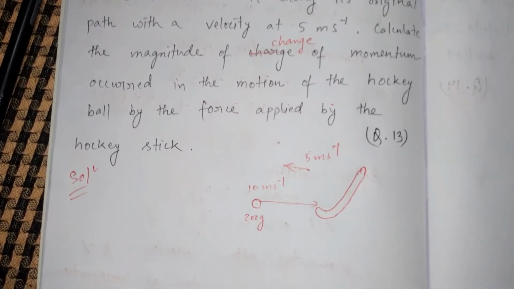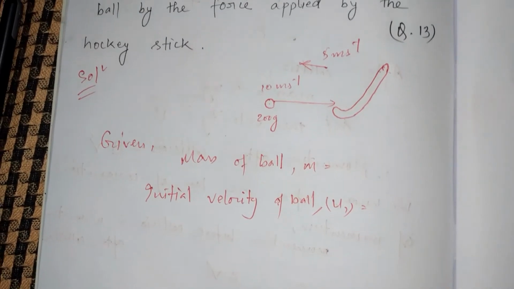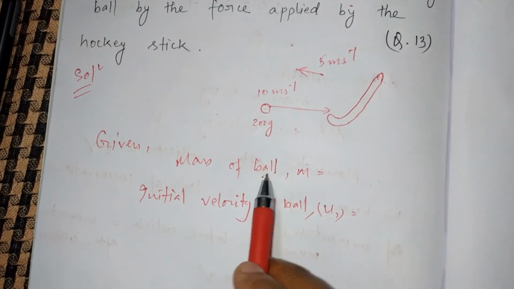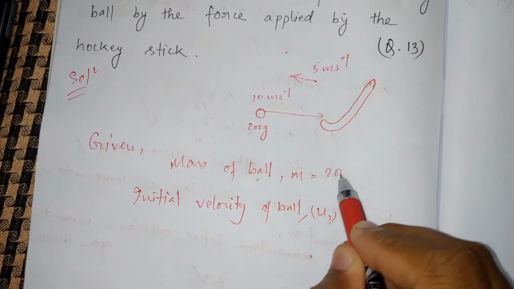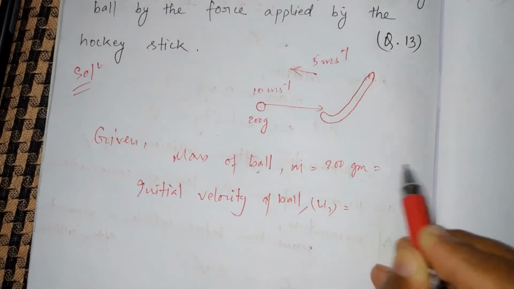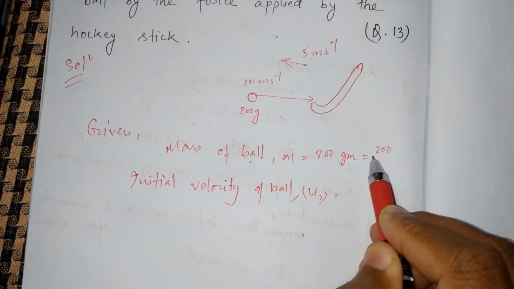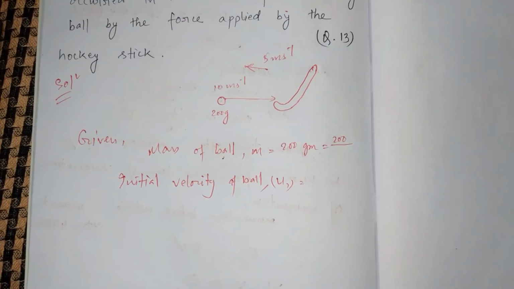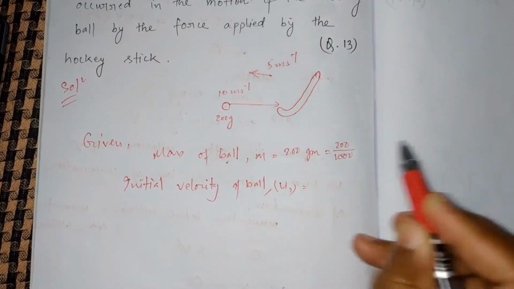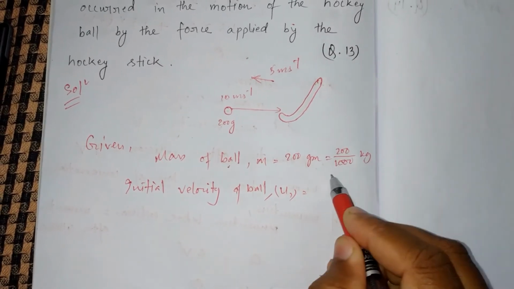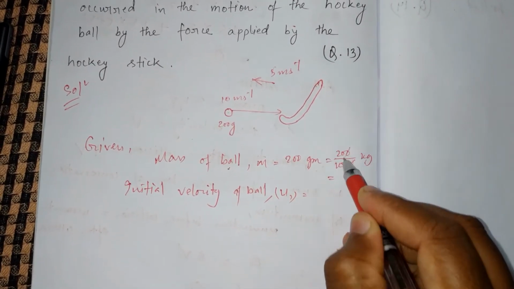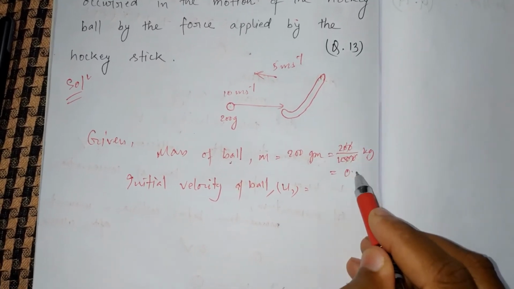So let's see how it is done. Here you can see, given mass of ball m equal to 200 gram, we'll convert it into kilogram. So it will be 200 divided by 1000, okay, it will be kilogram. If you cut these two zeros, it will be 0.2 kilogram.